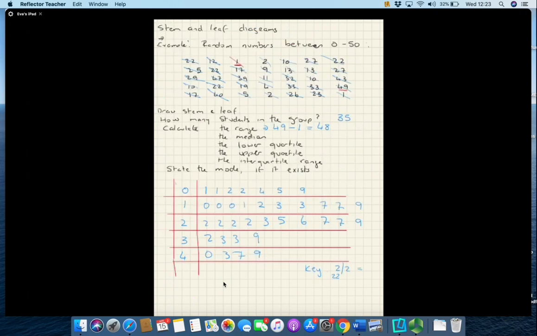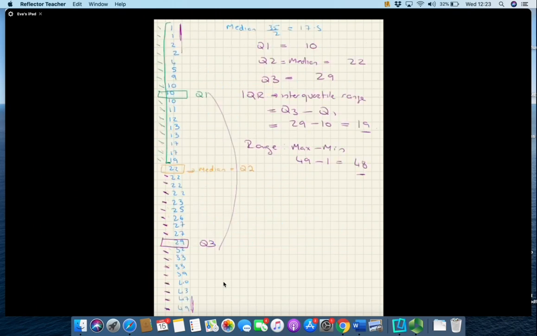Okay, let's go back to our questions. The range is done, the median is done, the lower, the upper and the interquartile range. State the mode. Is there a value that occurs most often? Well, yes, there is. There's 22. Okay. Sometimes a mode doesn't exist. Sometimes it's bimodal in that there's two modes. So in other words, if I didn't have 4 22s, if I only had 3, can you see 10 would be a mode and 22 would be a mode. That's it.